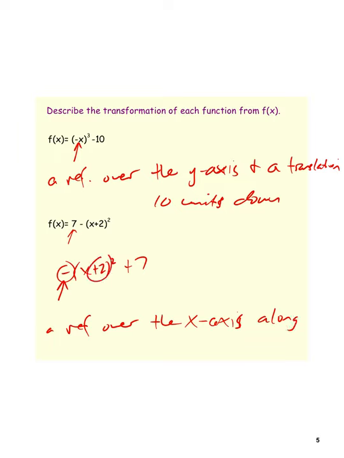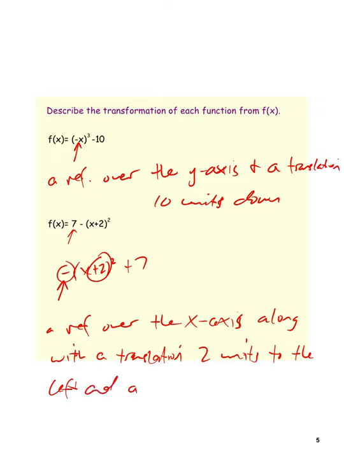The plus 2 on the inside means that that's a translation 2 units to the left, again, because a plus moves it to the left. Okay, so that's, again, where it's counterintuitive that a plus moves it to the left. And a translation 7 units up. So even though originally the 7 was out front, that's really just a plus 7, and the negative was in front of the x plus 2 squared.